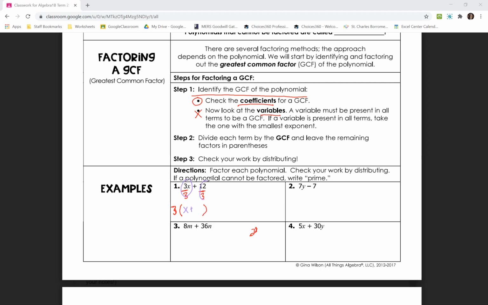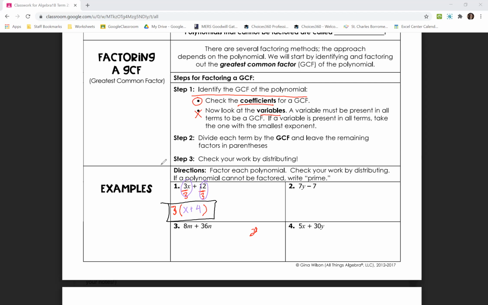Plus 12 divided by 3 is just 4. Okay? And that's it. All I'm doing is pulling out a common factor, something that I can divide evenly into both terms.